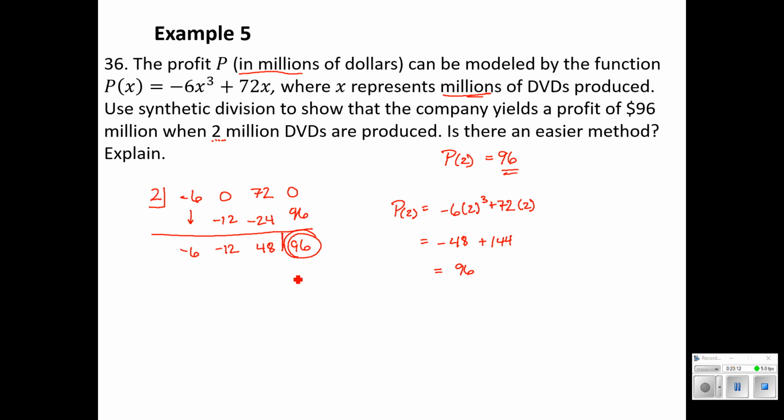So they just want you to evaluate, like, oh, we were told to use synthetic division. Would that be easier than this other one? How do you make the call? It's kind of to help you determine your own solving strategies. If I were just given this question and told to show that $96 million is earned when 2 million DVDs are produced, I probably would have opted for this one because it's such a simple function. If this were more complex, synthetic division would be much, much easier. So I think they just want you to think that through for yourself.